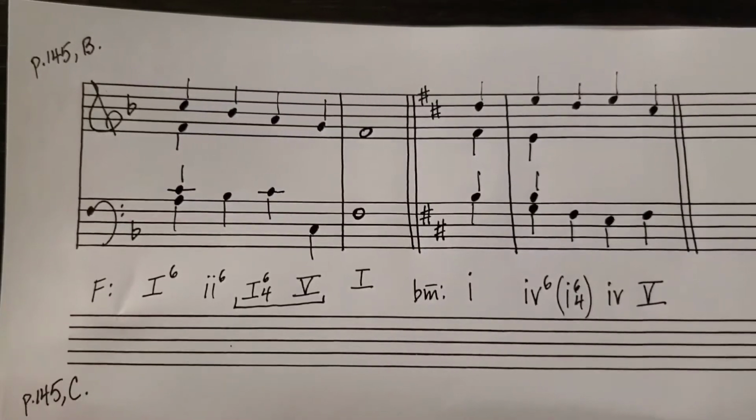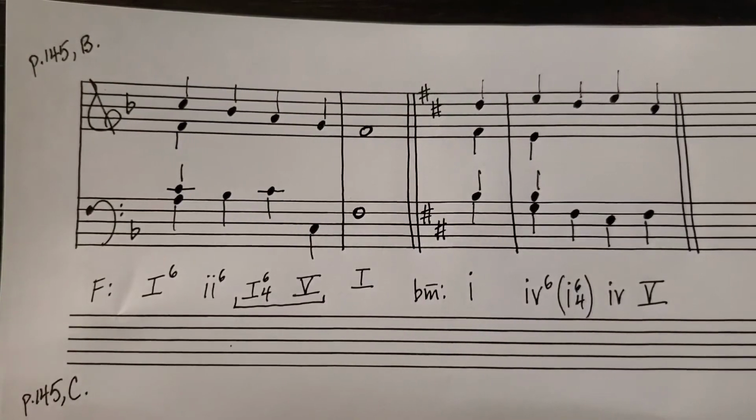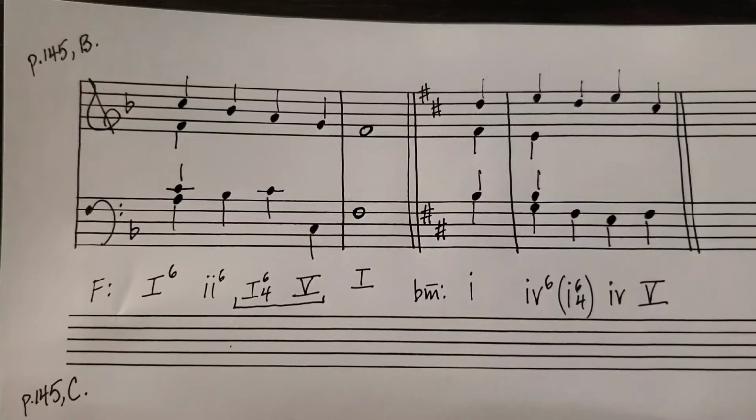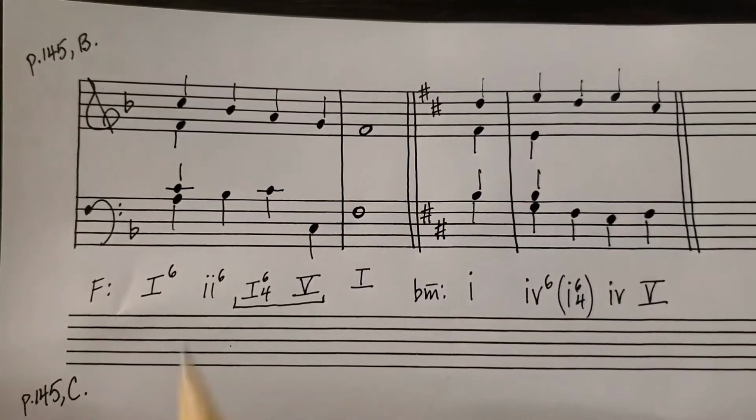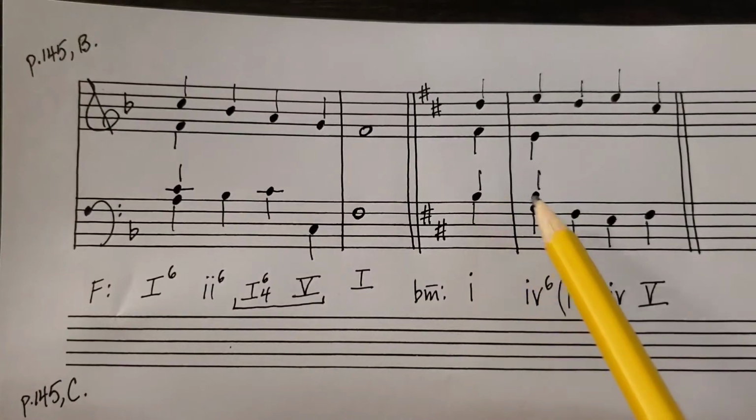Well, for a little bit extra practice on your own, please go ahead and do page 145, part B. And this is what page 145, part B looks like. Just the ones for 4 parts. So they ask you to write in the alto and the tenor. Notice I did give you the first voicing for both of them. Also the second chord in this one.